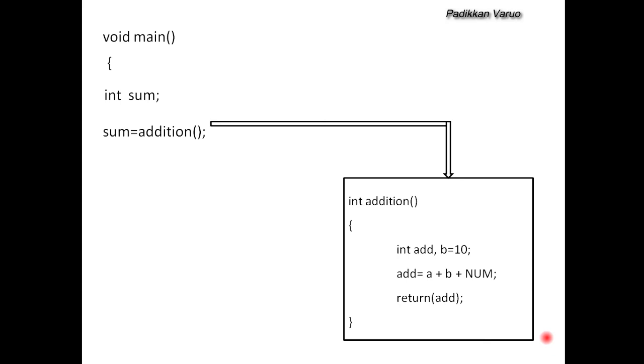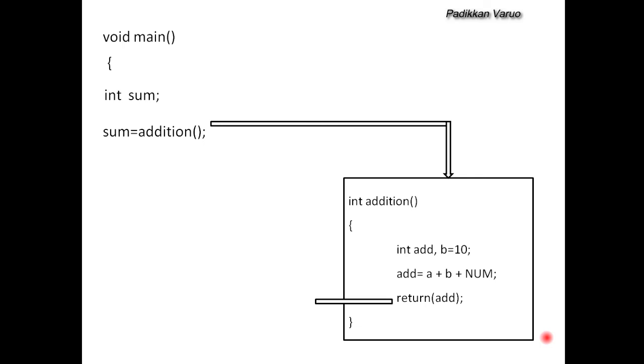Here we have declared two variables named add and b, and b is initialized with the value 10. Here we are performing the addition operation: add equal to a plus b plus num. So b is already present inside this addition function. Where are a and num? We have declared num as a symbolic constant in the definition section, and we have declared the value a in the global declaration section. So an addition operation is performed and the value is assigned to the variable add, and we are returning the variable to the main function.